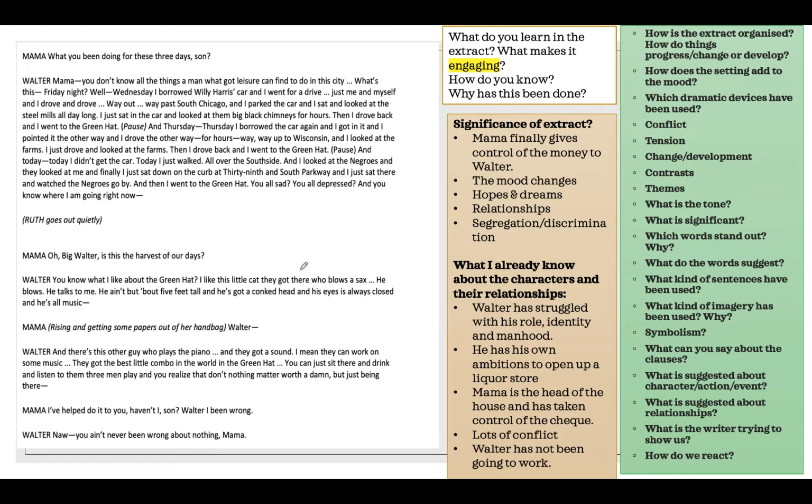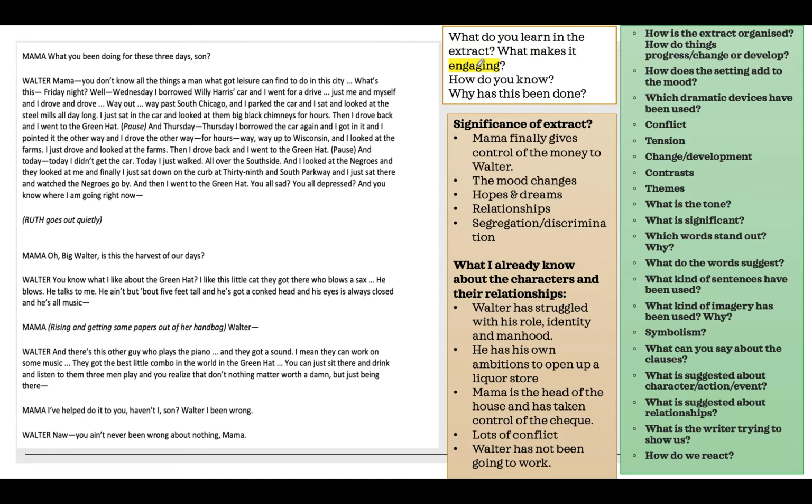Okay, so don't forget that we have our list here of what we should be looking for. We also have the notes that you would have made before you even started to look in depth at this extract, but then we also have something here to remind us what the question is. So what makes it engaging? What do we see that is engaging?